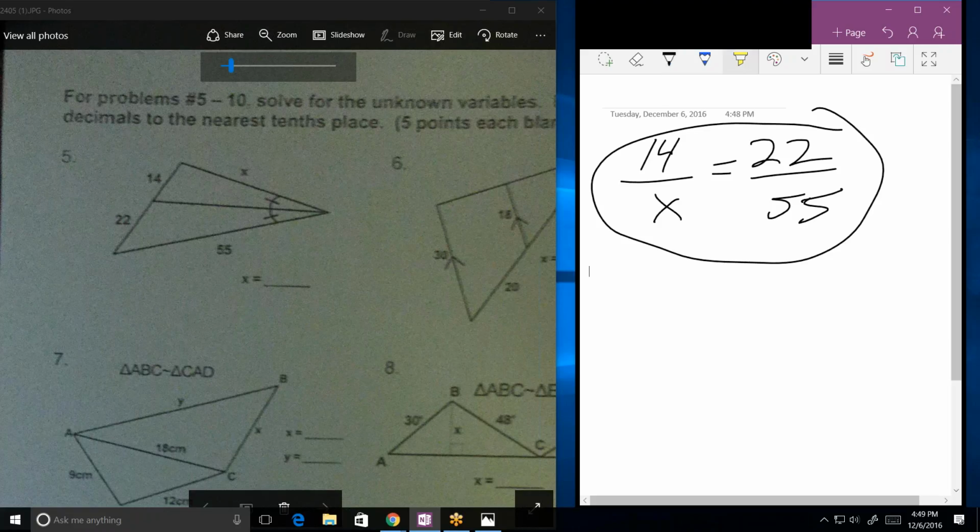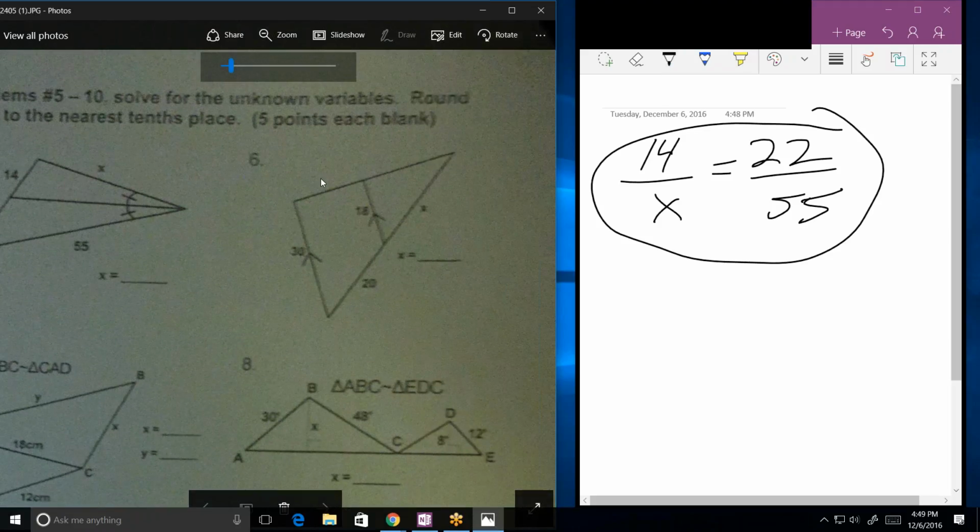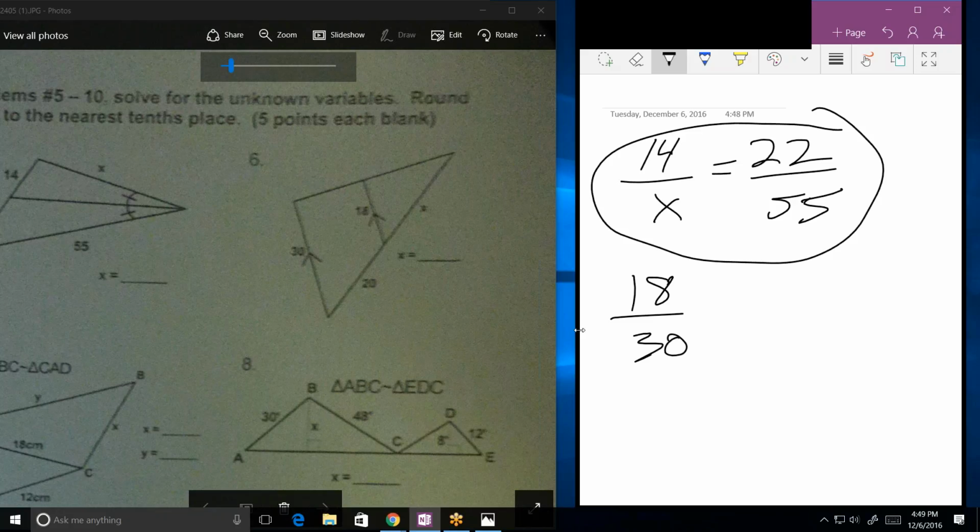Okay, let's have a look at 6. X equals 35. There we go. On 6? No, on 5. So wouldn't this be that x over 18 equals 20 over 30? No, again, you're comparing a triangle with a trapezoid. 18 over 30 equals x over 20 then. I don't think that's right. I think it's 18 is to 30 as x is to x plus 20.